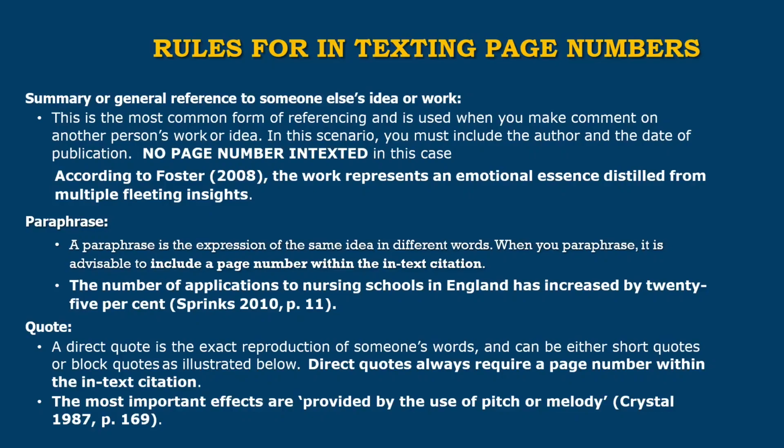Now the rules for in-texting page numbers. Summarizing or general reference to someone else's idea or work is the most common form of referencing and is used when you comment on another person's work or idea. In this scenario, you must include the author and the date of publication. No page number is indexed in this case.